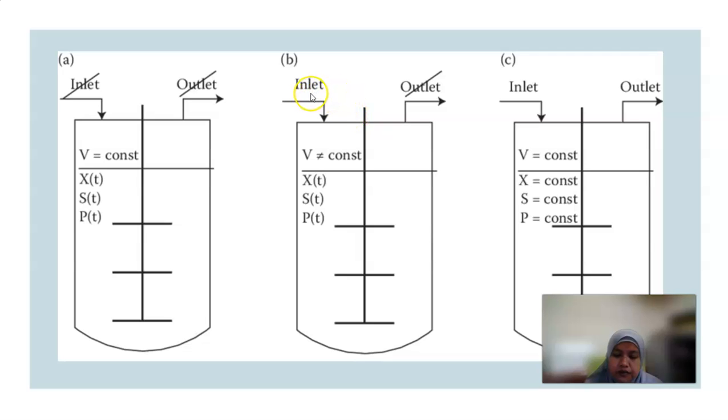Okay. As for the fed batch or semi-batch process, we have only our inlet, where the volume will not be constant, but there are variations of concentrations of biomass, substrate, and product. As for the continuous culture, we will have inlet and outlet flow from the system during the process. So the volume, the biomass, the substrate, and also the product will be constant throughout the process.